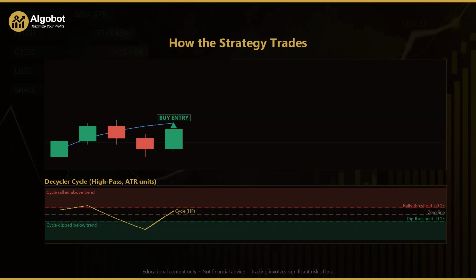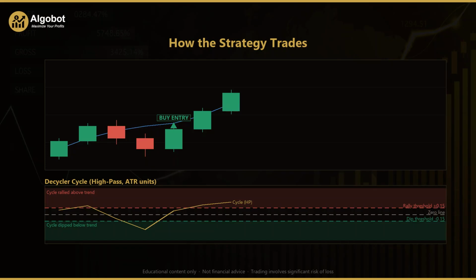Price sags beneath the blue line, and watch the gold cycle drop. On the fourth candle, it pushes down past the green dip threshold, reaching well below 0. This is the strategy confirming a genuine pullback, not just noise. The lowest cycle value has cleared the required depth of 0.15 ATR.